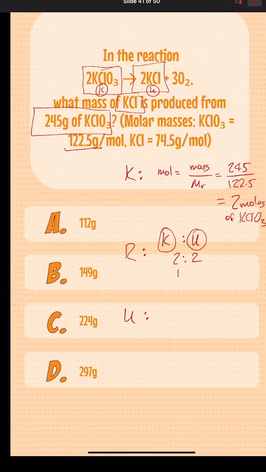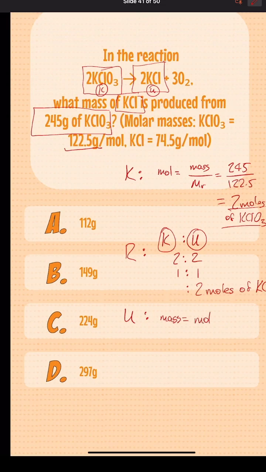That's the same as saying 1 to 1, isn't it? So 1 to 1. That means if you've got 2 moles of KClO3, you also have 2 moles of your unknown, which is KCl. So now we're ready for our last step to find what the unknown is. Mass is equal to moles times Mr.